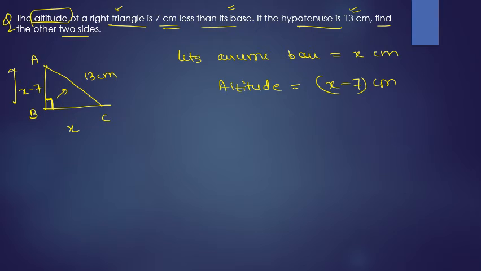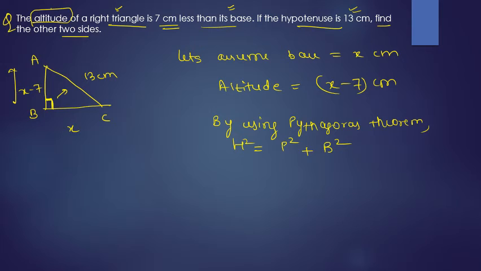So how can we solve it? By using the Pythagoras theorem. Do you remember the Pythagoras theorem? Basically, it states that hypotenuse square is equal to the sum of perpendicular square, that means altitude square, and base square. So the hypotenuse is 13, which is given to us, and this is what we assumed, correct? So 13 square is 169.